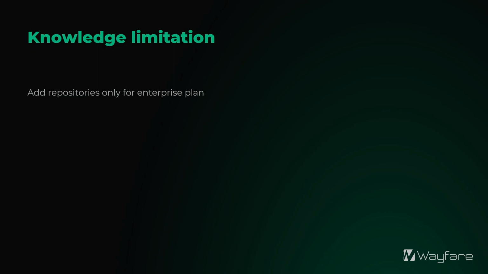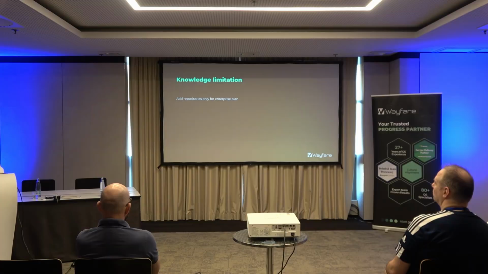Another limitation that we tried to bypass is which repositories are used by default for the LLM. We cannot add private repositories except on the enterprise plan, and there you need to buy 10 licenses, 39 euros per license, and then you can add the private repositories, and the model will be trained based on that repository.